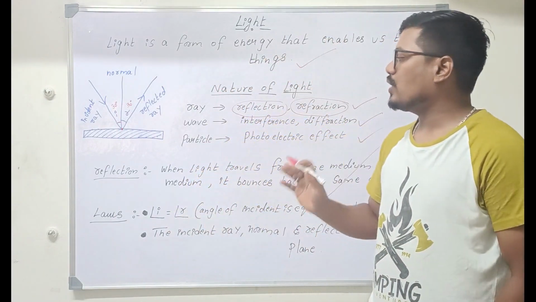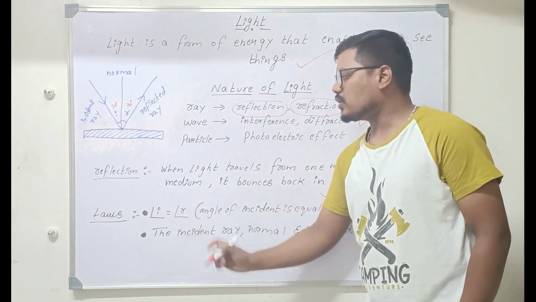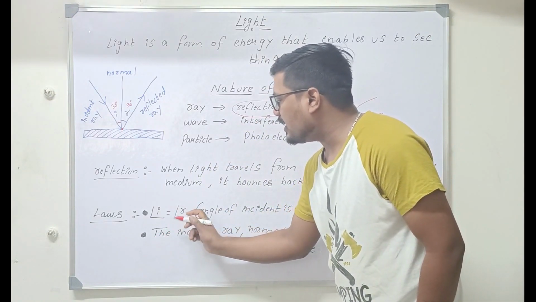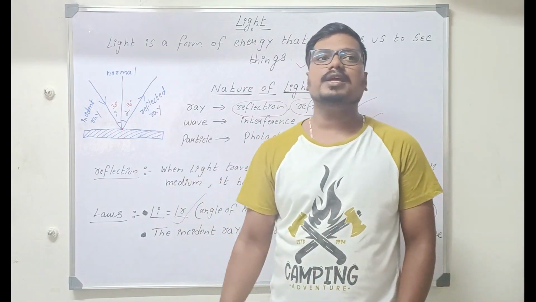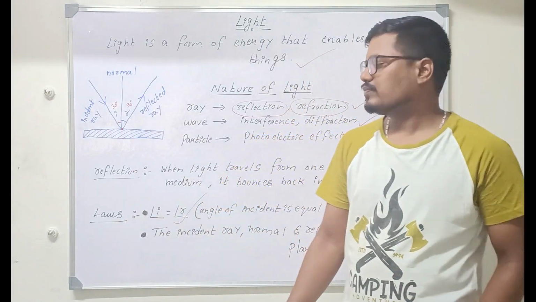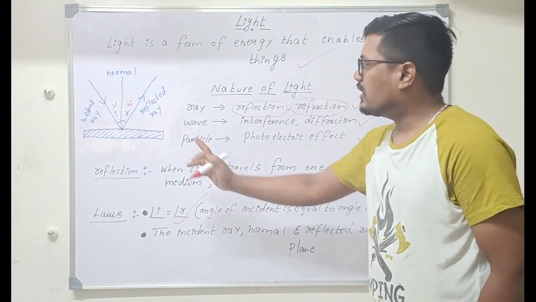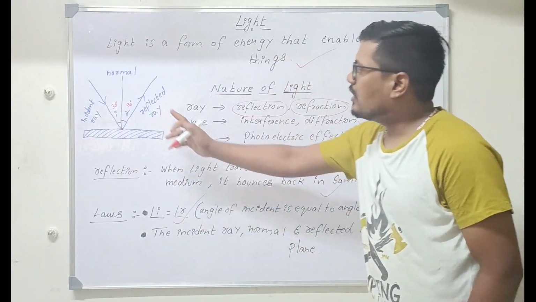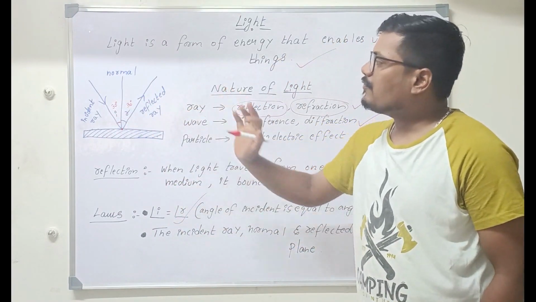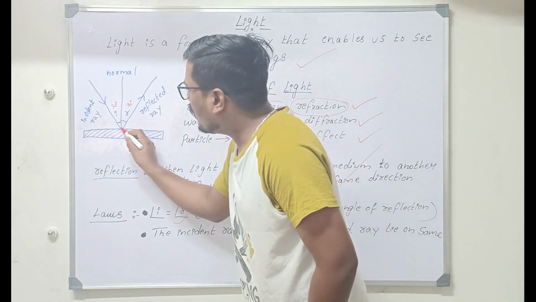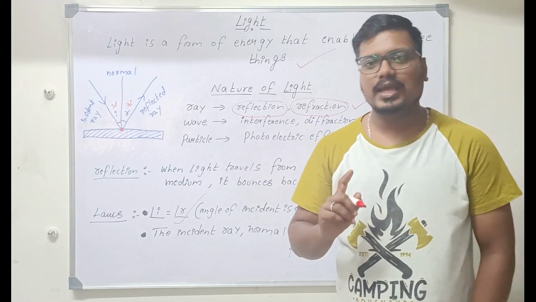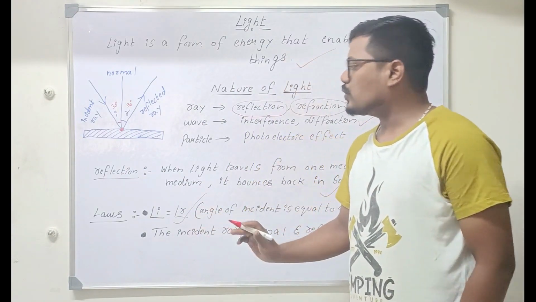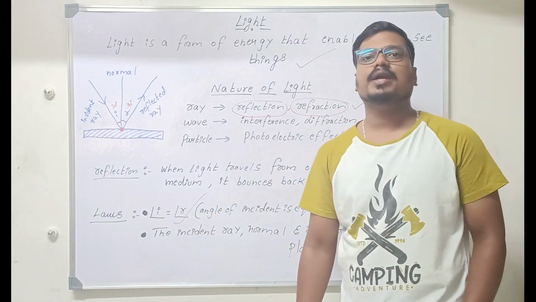Now let us see the laws of reflection. The first law is: angle of incidence is equal to angle of reflection. If that is 30 degrees, this also will be 30 degrees. Now let us see the second law. The incident ray, the normal and the reflected ray all lie in the same plane. So these are the two laws of reflection.